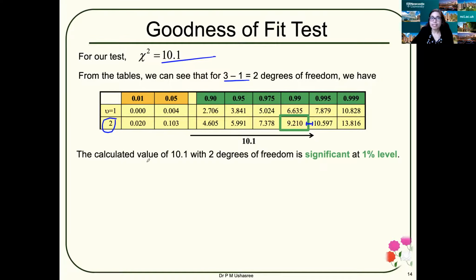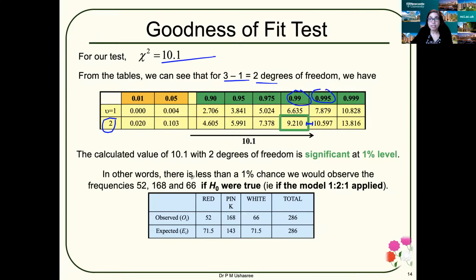So that means the calculated value of 10.1 with 2 degrees of freedom is significant at the 1% level. Yes, because 10.1 lies between 0.99 and 0.995.